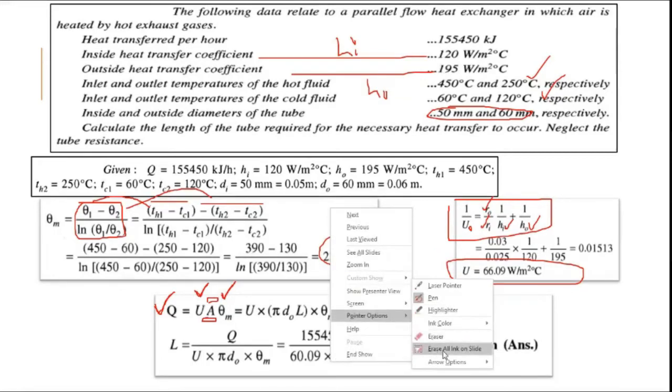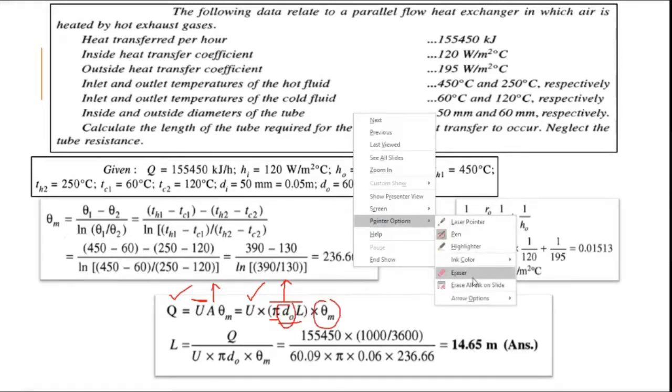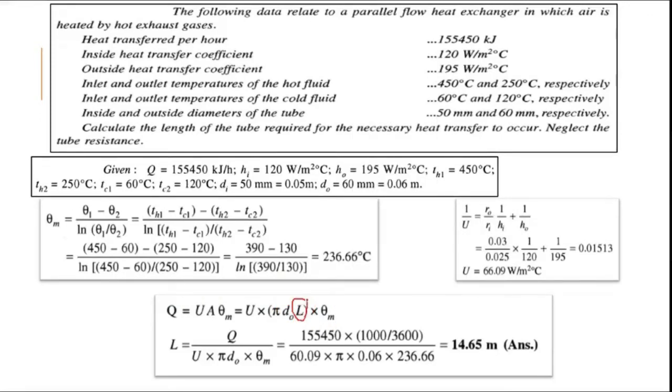Since we have found the overall heat transfer coefficient for the outer area, here we are going to take this area value as the outer area, and this area is equal to pi multiplied by d0 multiplied by L, where d0 is the outer diameter of the pipe. In the equation, the U value is known, Q is known, pi is 3.14, d0 is given in the question, and theta m we have determined. So the length of the tube is the only unknown, and the question wanted us to find it. The length of the tube is equal to 14.65 meters using this method.